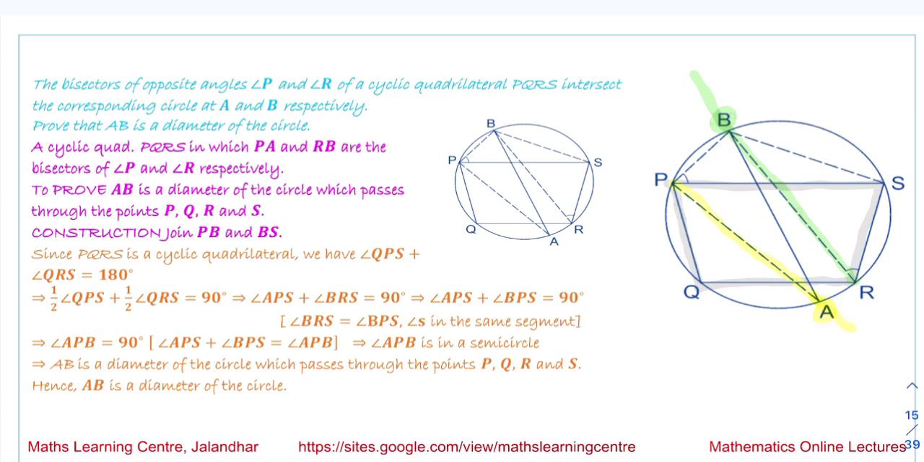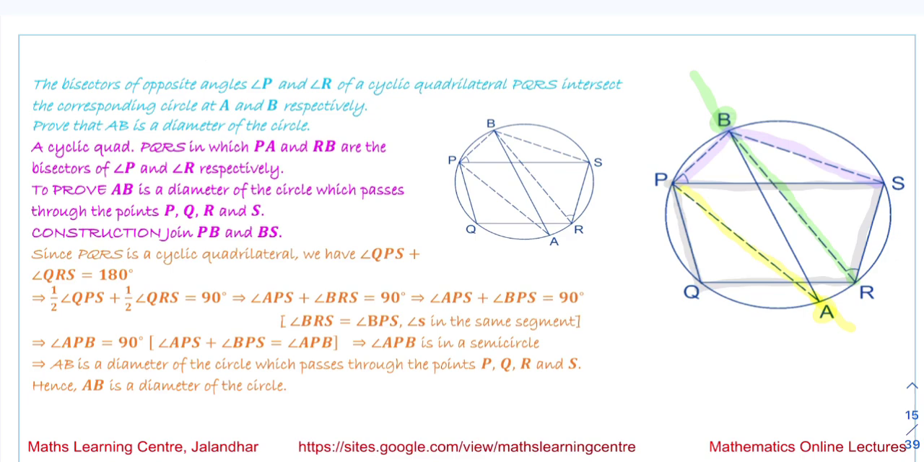Now we have to prove that this line AB is the diameter of the circle. We have joined the points A and B and we have to prove that it is the diameter of the circle. So the construction we are going to do over here is, we have joined the points P and B and we have joined the points B and S.